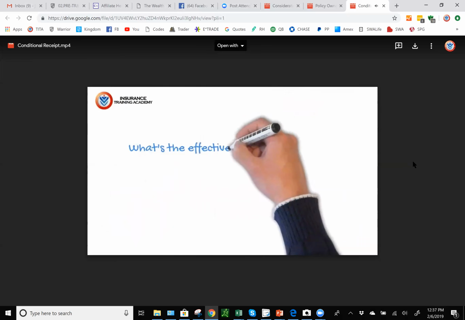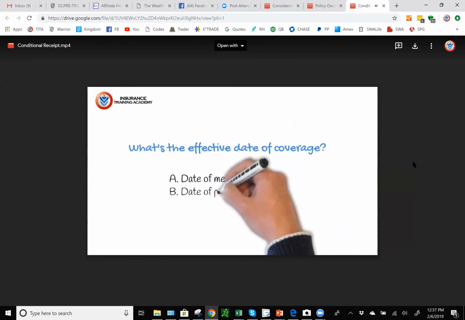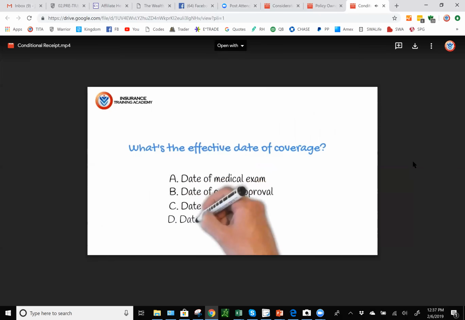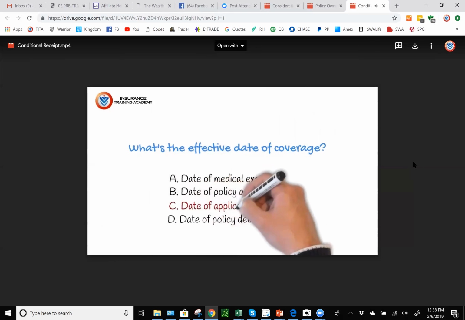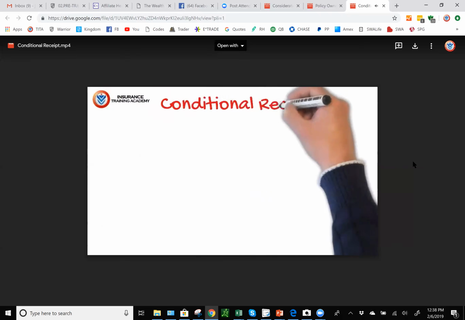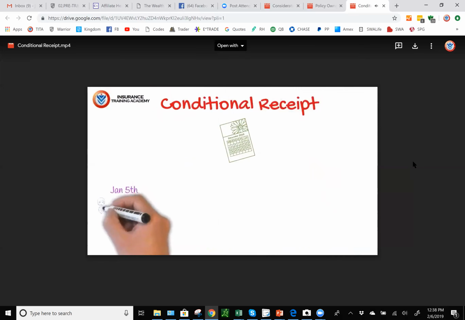Well, your options are either A, the date of the medical exam, B, date of policy approval, C, date of application, or D, date of policy delivery. What do you think? Hopefully you picked C, date of application. All right, here's scenario number 2 for you. January 5th, Jane completes her application, pays her premium. Bob gives her a conditional receipt.